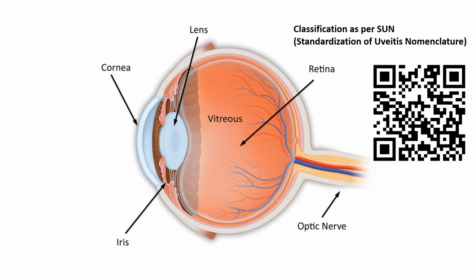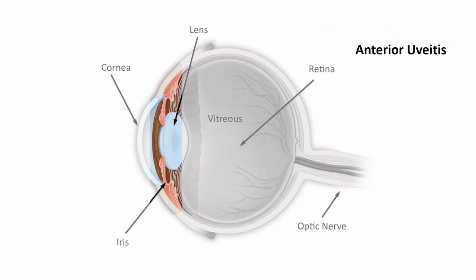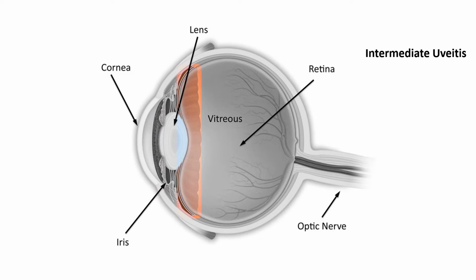As per the SUN classification, that is Standardization of Uveitis Nomenclature, the uvea has been divided into three parts: the anterior, which consists of the iris and the ciliary body; the intermediate, which consists of the pars plana; and the posterior uvea, which is the choroid. Now, if all three regions are affected, this is known as panuveitis. And if just the posterior uvea, that is the choroid, is involved, along with retina and vitreous, it is known as posterior choroiditis.